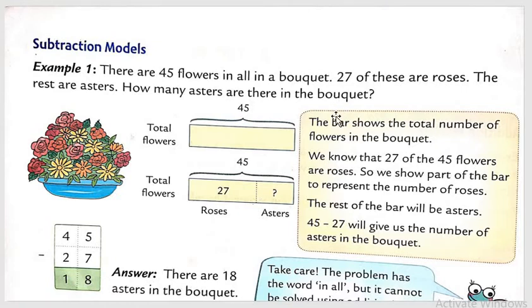We know 27. See, now how can we check our answer? 27 is rose and our answer is what? 18. 18 is aster. So we write the answer is what? 45. Cross checking. It's called what? Cross checking. Got my point, all students?